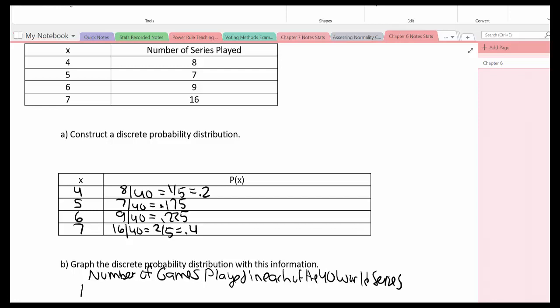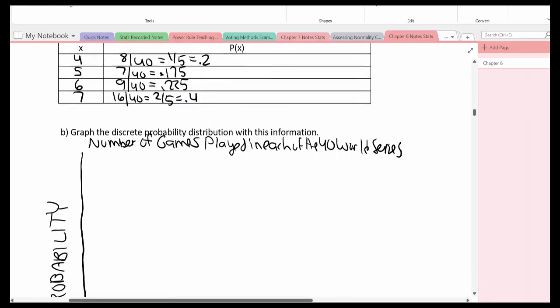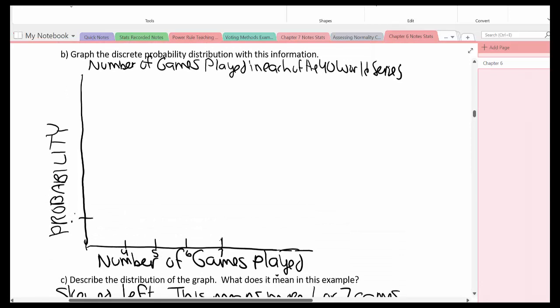Now, for part B, let's graph the discrete probability distribution with this information. I have the beginnings of this sketched out. The horizontal axis we'll label as number of games played. The vertical axis we'll call probability, and we'll give it a title of the number of games played in each of the 40 World Series. Now, for the horizontal axis, we know it's going to be 4, 5, 6, and 7 games. The least probability was 0.175, and the greatest was 4/10. So I'm going to go by 1/10 for this.